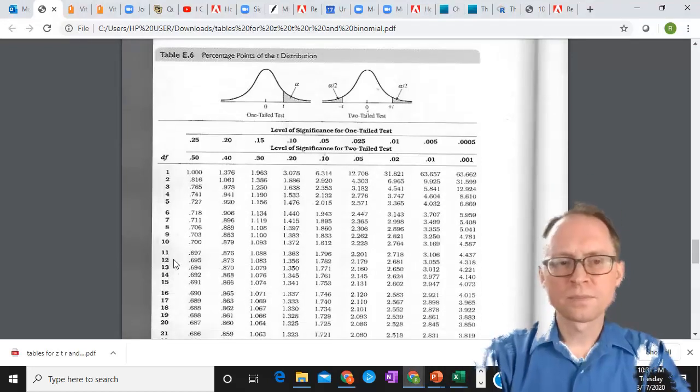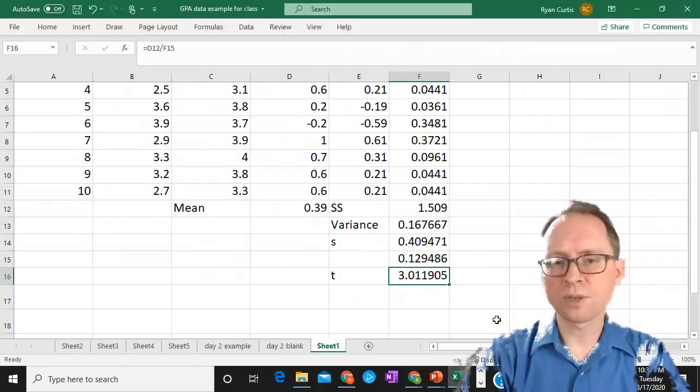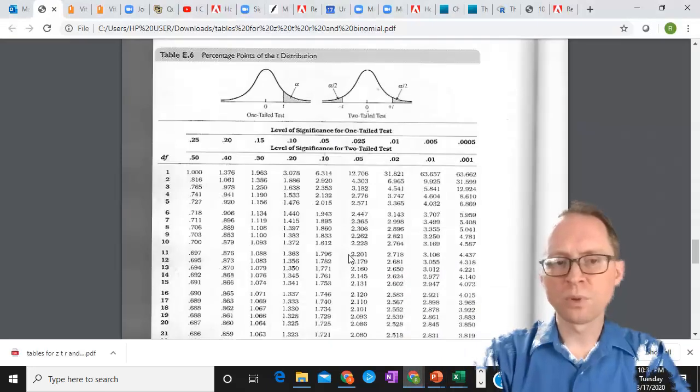All right. Degrees of freedom equals 9. Alpha equals 0.05. For a two-tailed test, we would reject the null hypothesis because our calculated statistic, just to remind you, 3.01, right here, is more extreme than 2.262. That's our critical value. So in this particular case, we are going to reject the null hypothesis.